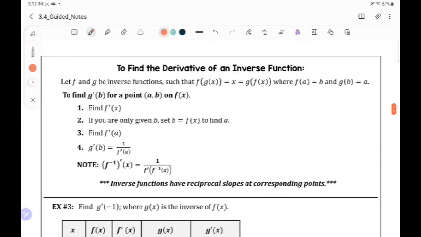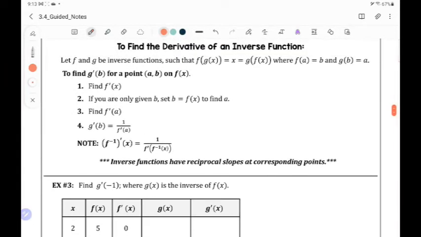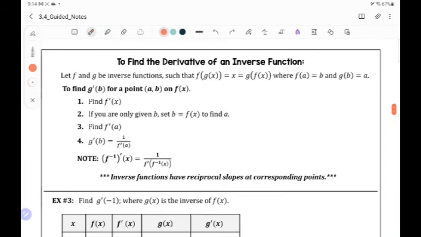Okay, to find the derivative of an inverse function. So this is just basically breaking down the steps that you would want to go through. Let f and g be inverse functions. This is the truth statement that we already saw at the beginning, the definition of inverse functions, where f of a equals b and g of b equals a. Notice the a and b, it's like switching the x and y. To find g prime of b for a point (a, b) on f of x, what do you need to do? You need to find f prime of x. If you are only given b, set it equal. That's what we did on the last problem. Then find f prime of a. These are all the steps.